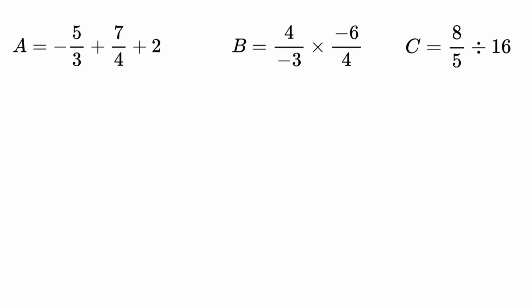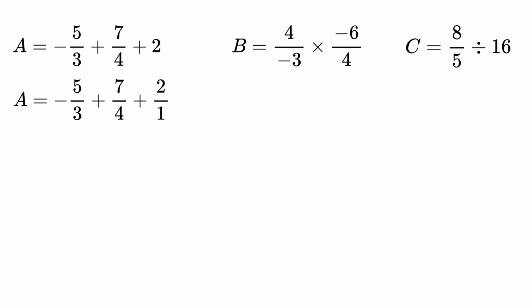Everything must be in fraction form. Here, there is a whole number in our calculation, so we will convert it to a fraction with a denominator equal to 1. Now that we have our fractions, we need to put them on the same denominator. This is because we can only add or subtract fractions if they have the same denominator.